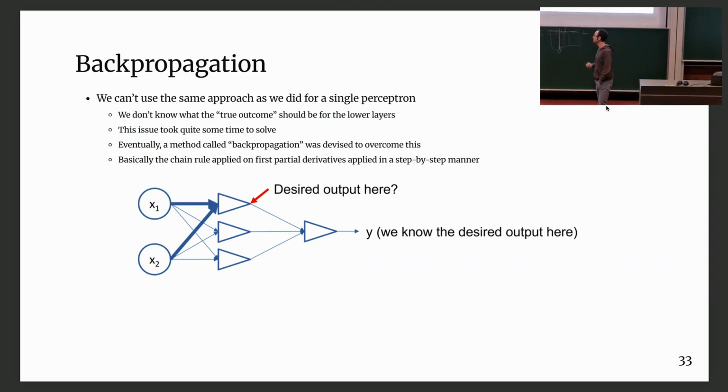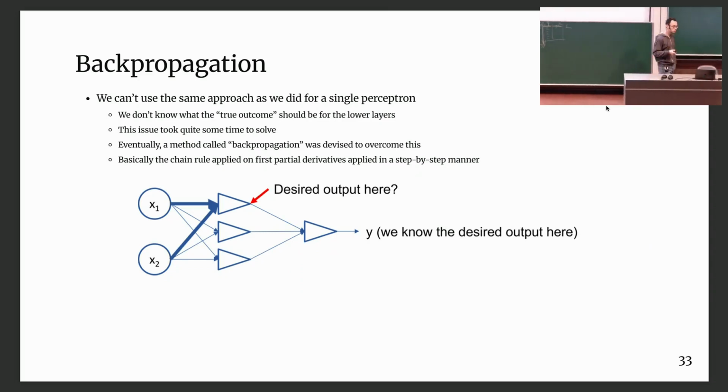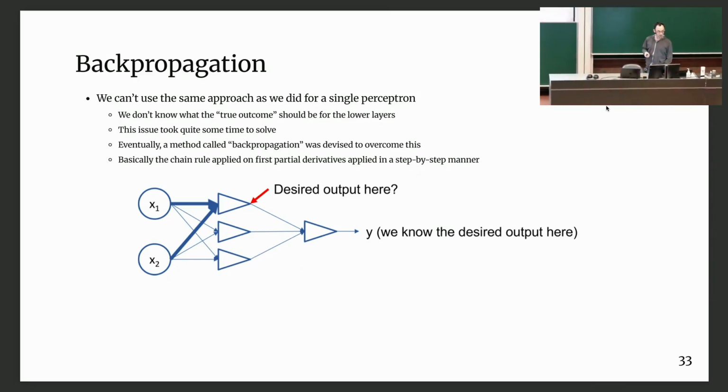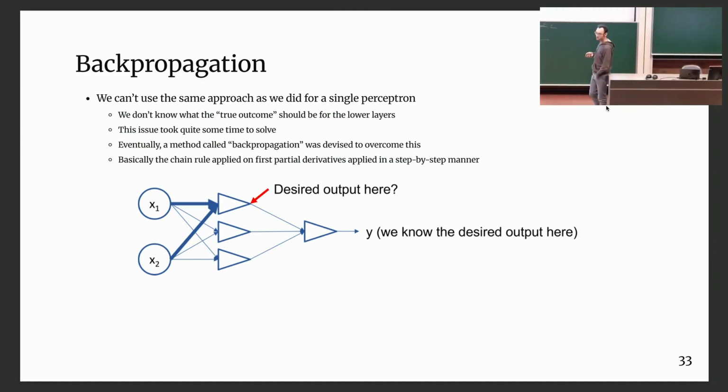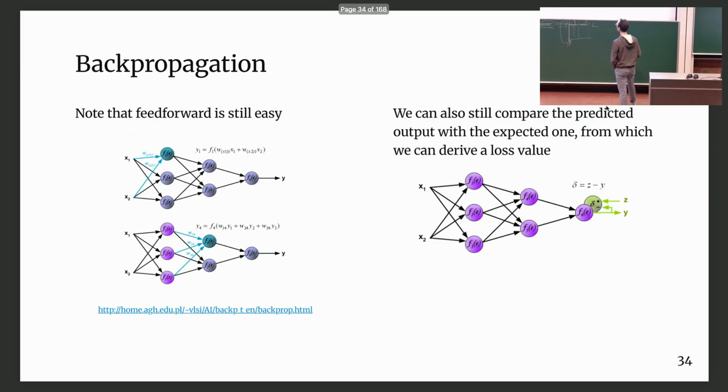And eventually, people came up with a quite simple solution where they said, well, what we can at least do is work our way through it by applying the chain rule of first partial derivatives in a stepwise manner. We start from the right-hand side, and we propagate the error that we see. That's why it's called backpropagation, from right to left, to get some estimate of what your desired output here should have been. And we work our way from right to left that way.